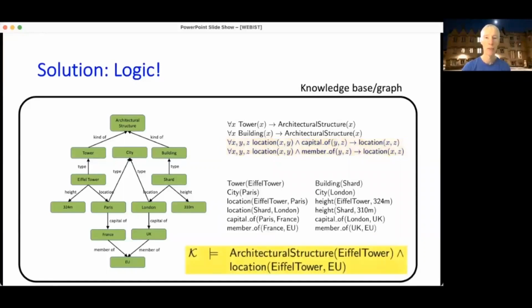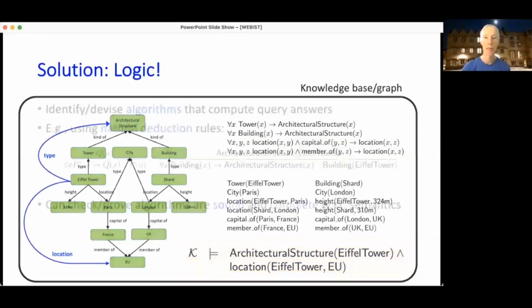Second, we can also formalize the semantics of query answering as logical entailment. For example, the Eiffel Tower is in the answer to our query for architectural structures located in the EU because the relevant facts are entailed by our logical knowledge base. We can equivalently think of this as entailing additional edges in the graph as shown here. And we'll come back to this idea later when we discuss materialization-based reasoning.